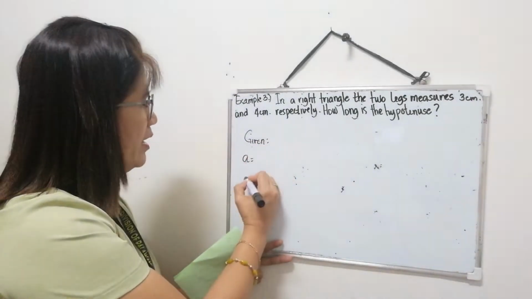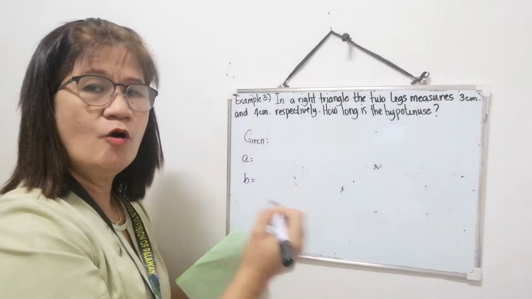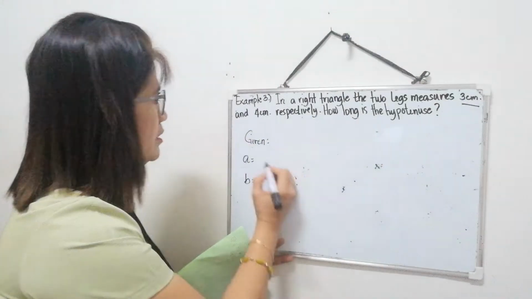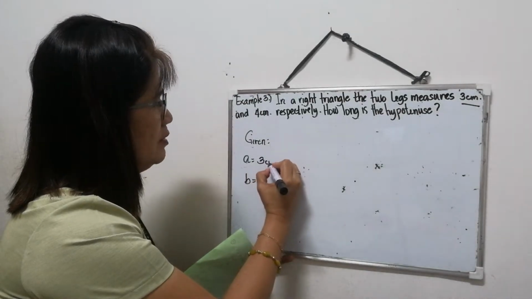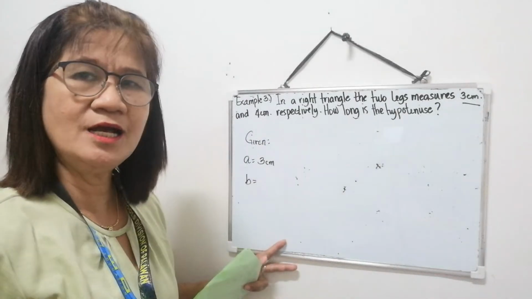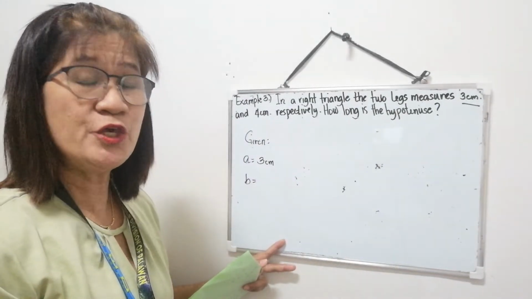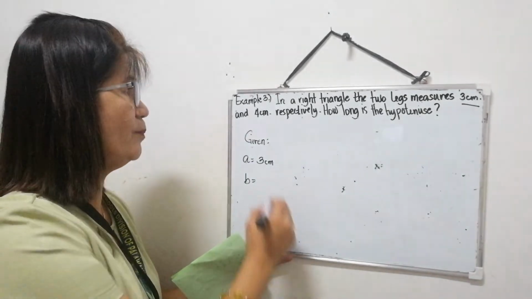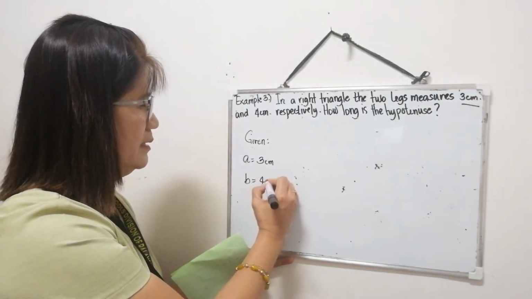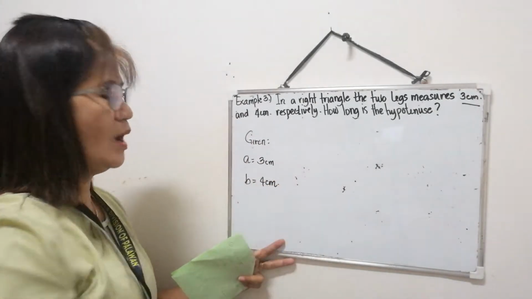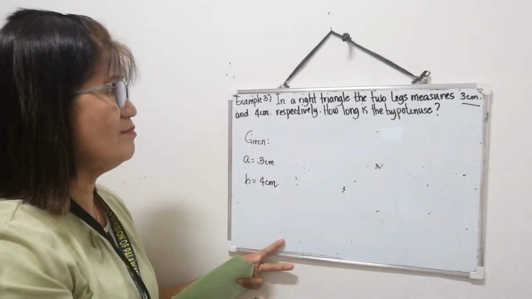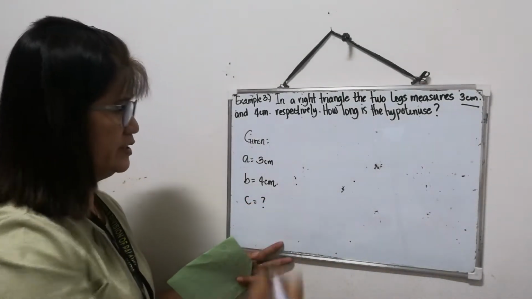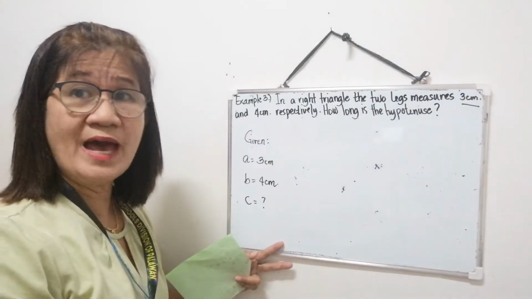So, the legs are A and B, di ba? Obvious naman, may longer leg at saka shorter leg kasi yung isa 3 lang, 3 cm. So, this is 3 cm. Kapag walang nakalagay na unit of measure, okay lang sa sagot nyo na walang unit of measure din. Pero pag mayroon, dapat mayroon din, no? Nakasulat din. So, our longer leg is 4 cm. What is unknown? The hypotenuse. Letter C. So, how do you solve that?